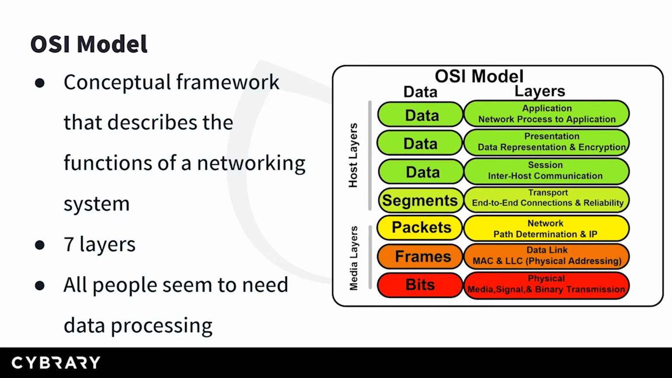This is where routers function and where routing takes place. As I mentioned before, this is where the IP address comes into play. You'll commonly hear IP address referred to as a layer 3 address.